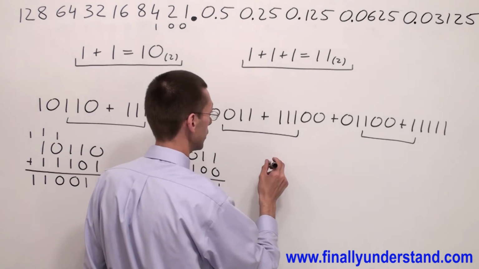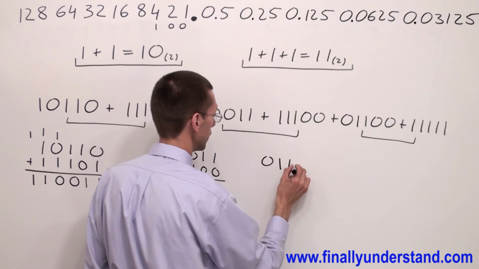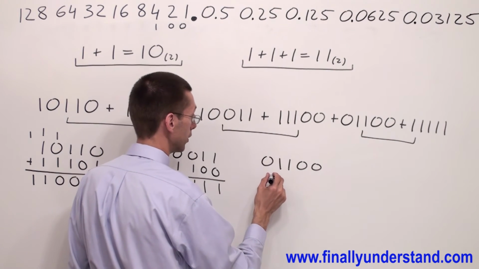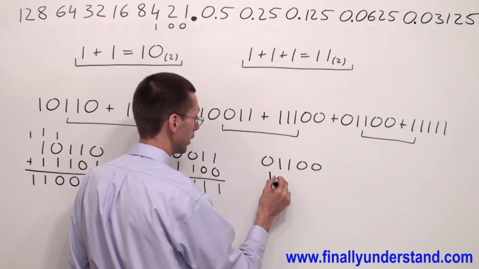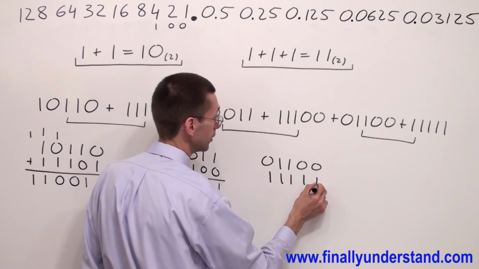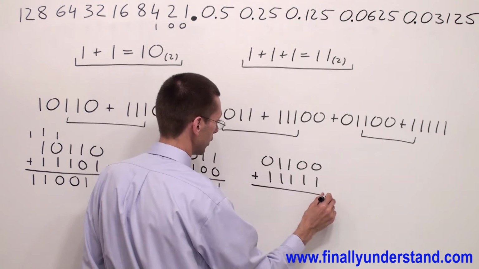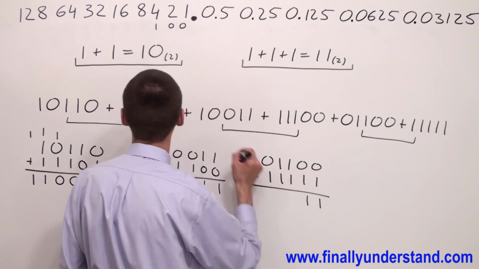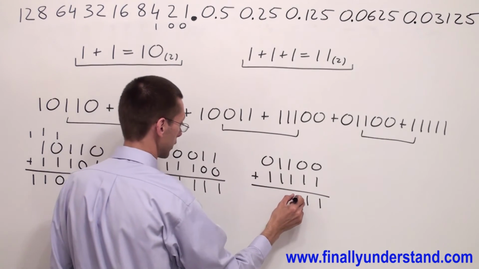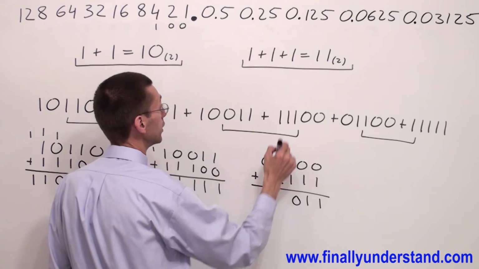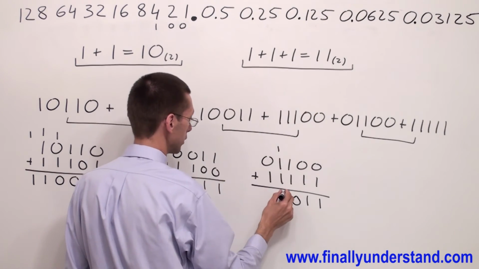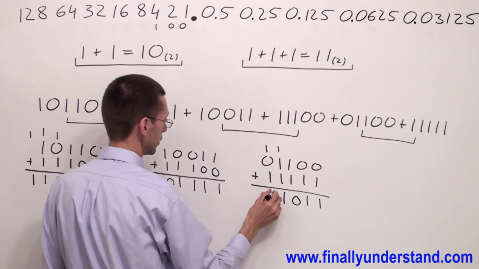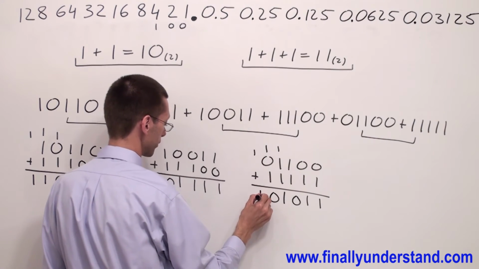And let's take a look at this one. We have 0 1 1 0 0. Okay, this sum is with 1 1 1 1 1. Add them up. We have 0 plus 1 is 1, 0 plus 1 is 1. 1 plus 1 is 2, that's why I have to write 0 and carry of 1. 1 plus 1 plus 1 is 1 and carry of 1. 1 plus 1 is 2, that's why I have to write 0 and carry of 1.